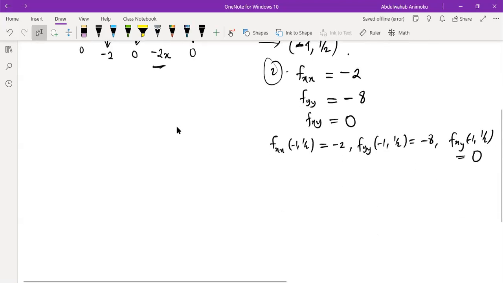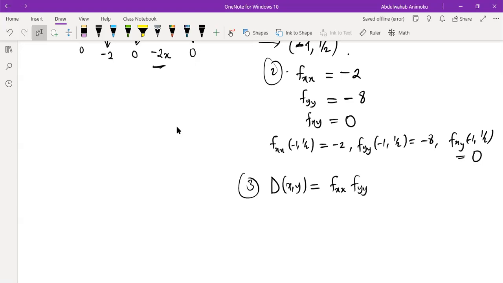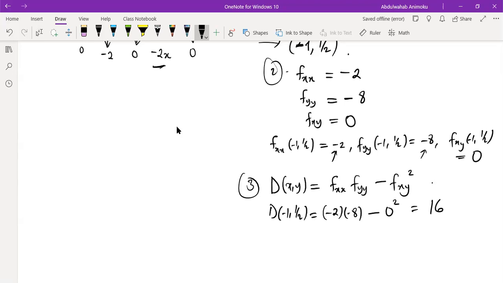Now that you have this, now the third step is to consider a function D of xy, which depends on these partial derivatives and is calculated as this, squared. Now, for each critical point, you need to calculate the value of D at that critical point. So in this case, D of -1, 1/2, this will give us -2. Remember, we have -2 here, -8, then -0 squared. So this gives us 16, and this is positive.